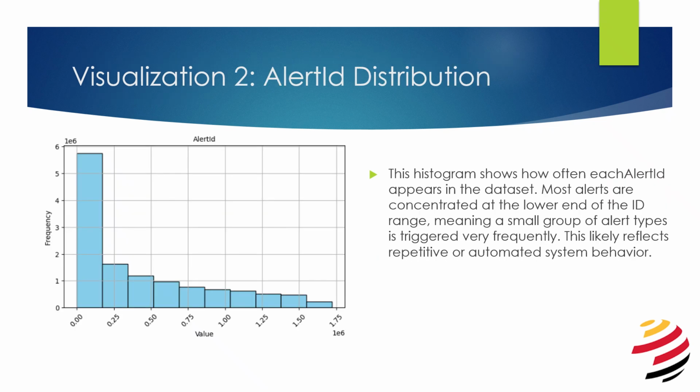This histogram shows how often each alert ID appears in the dataset. Most alerts are clustered at the lower end of the ID range, meaning a small number of alert types are triggered very frequently. This likely reflects repetitive or automated system behavior, which is typical in enterprise environments.